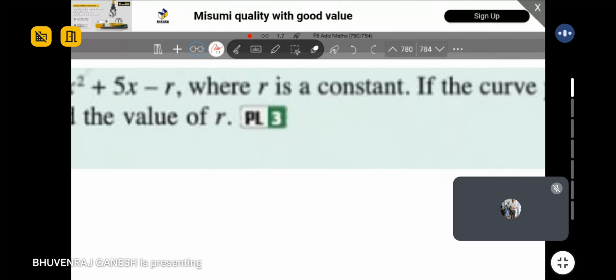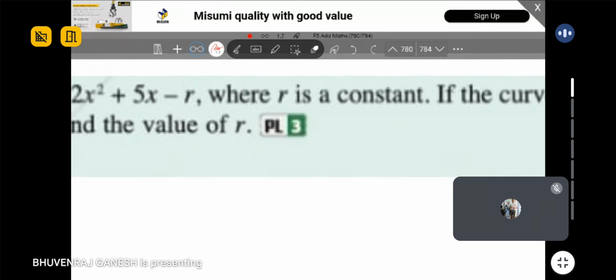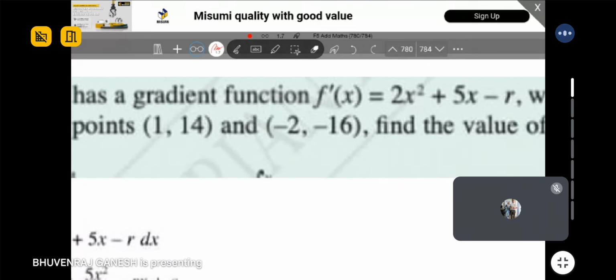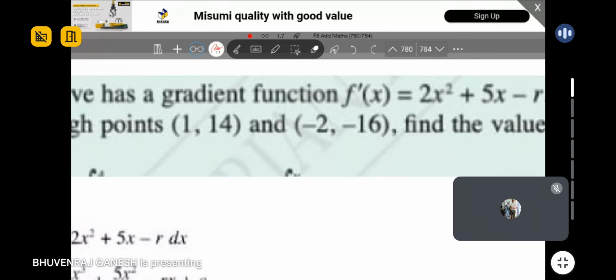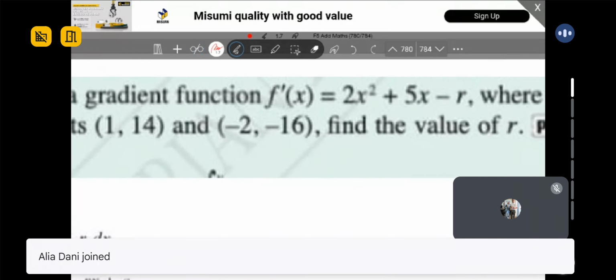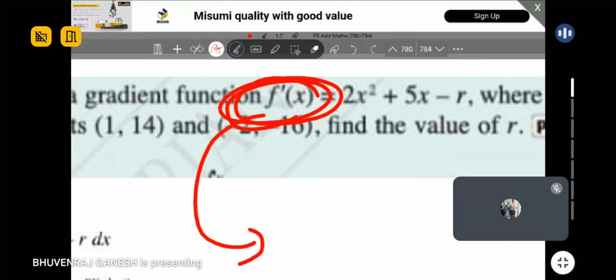You can see, right? The question is very short. Soalan dia sangat pendek. Okay. So how should I solve this? What is your first step? Always, guys, when you see this symbol mean what, guys? Is this the original function? Adakah ini fungsi asal? Yes or no?